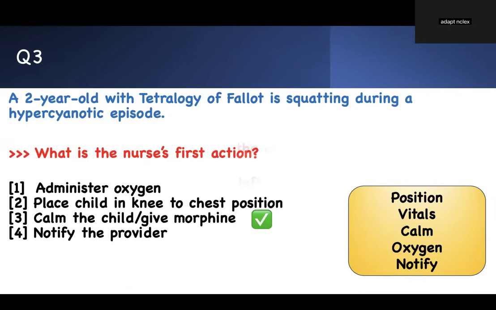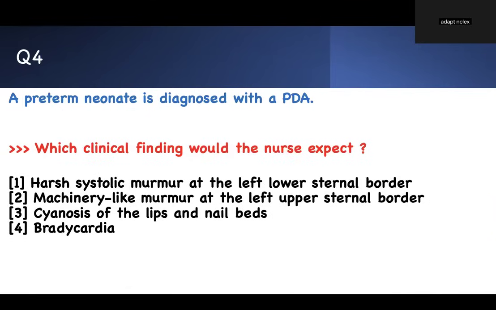Number 4, a preterm neonate is diagnosed with what? PDA, patent ductus arteriosus. Which clinical findings should the nurse expect, right? Harsh systolic murmur at the left sternal border, machine-like murmur at the left upper sternal border, cyanosis of the lips and nail bed, and bradycardia.